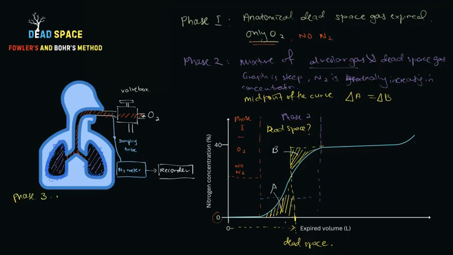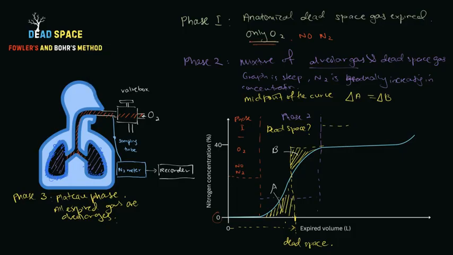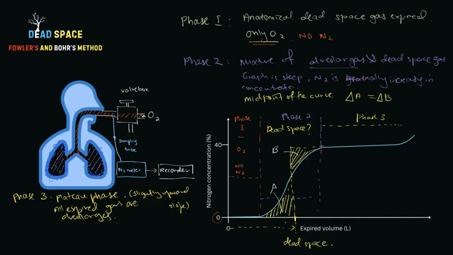Next comes phase 3, which is the plateau phase. Here, all the gas comes from the alveolar gas, so the nitrogen seems to be constant, so that's why you can see a plateauing of the graph here. But note that there is only a slight upward slope here in phase 3, not entirely flat.